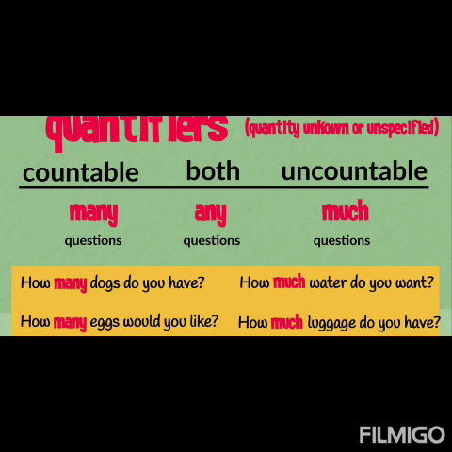We also use many and much to make questions for a quantity that is unknown or unspecified. But remember, we use many with countable nouns and much with uncountable nouns. For example, how many dogs do you have? Here dogs are countable. So for making it in question form, we are using the quantifier many. How much water do you want? Water is an uncountable noun. So we are using much with it. How many eggs would you like? How much luggage do you have?